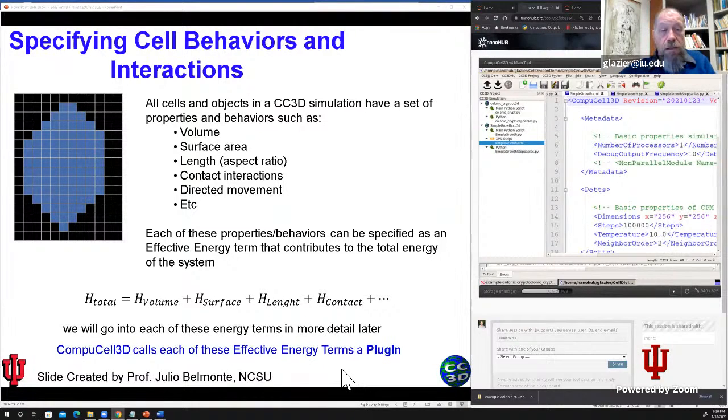Within CompuCell, the code that implements a particular effective energy is called the plugin. And so if one wanted to build extensions to CompuCell, you typically are writing things called plugins.